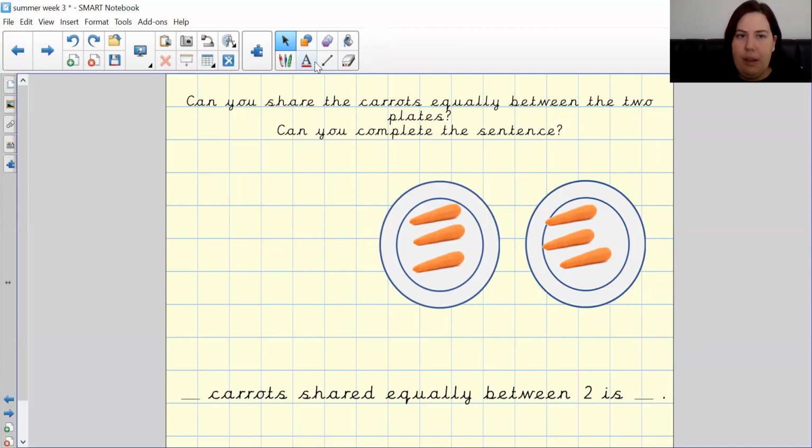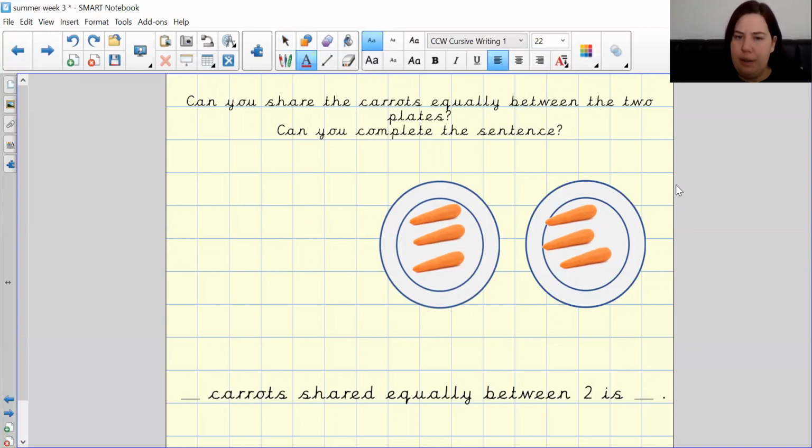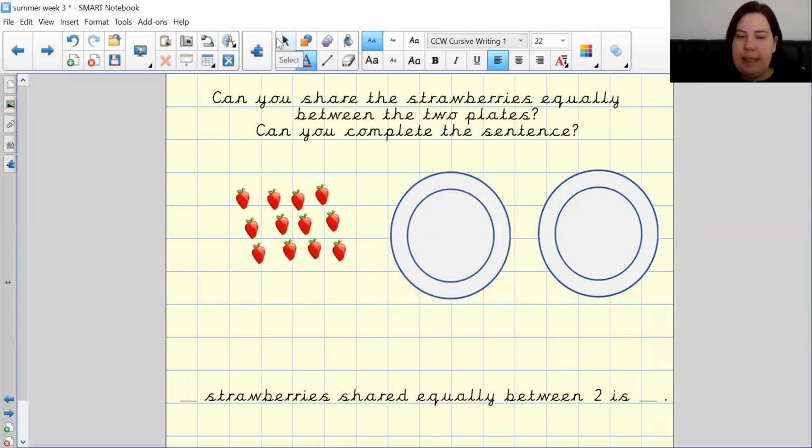So how many did I have to begin? 1, 2, 3, 4, 5, 6. So 6 carrots shared equally between 2 is 1, 2, 3. Well done if you've got that at home. So it's the same thing now, but with strawberries.